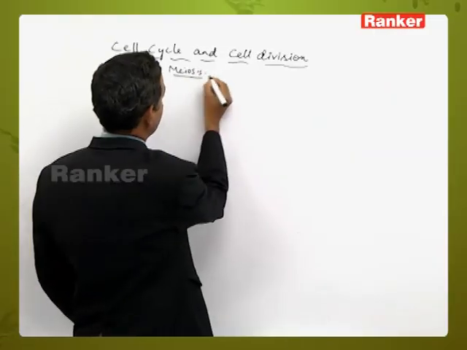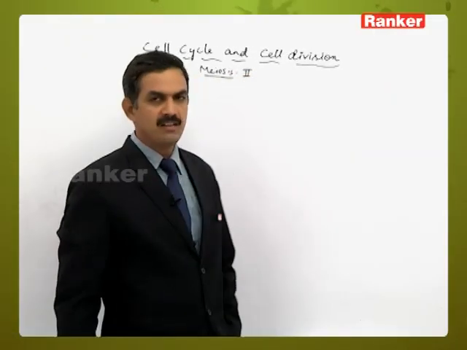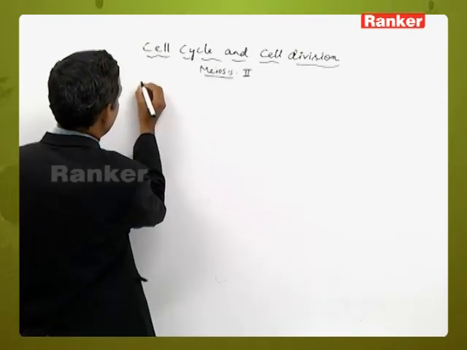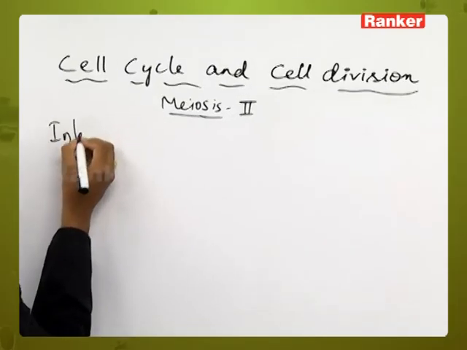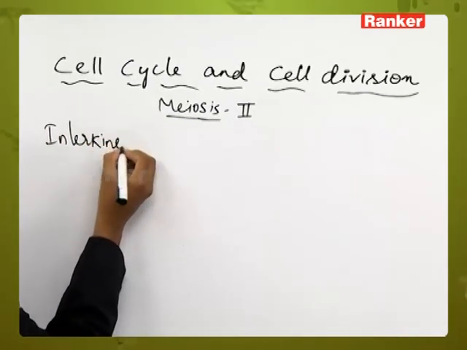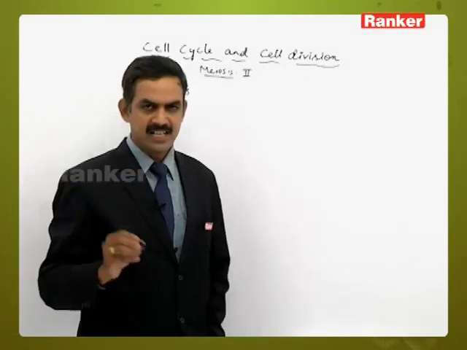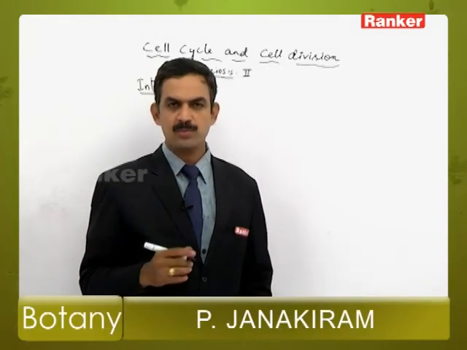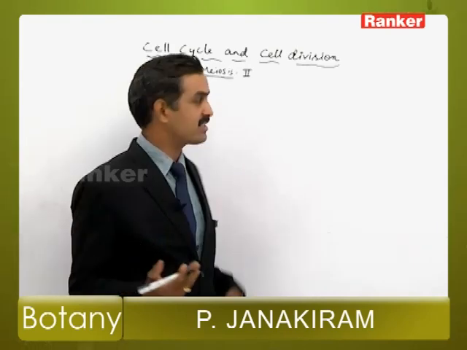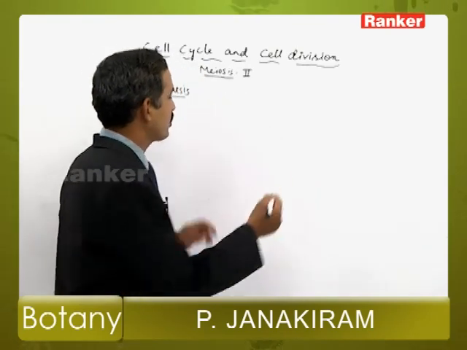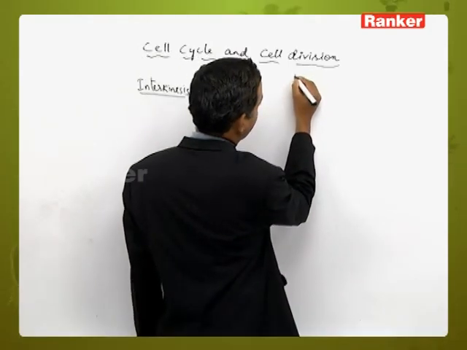So the next one is meiosis 2. After completion of meiosis 1, the cell will enter into a small gap period called interkinesis, which is considered to be a resting stage. There is no duplication of the DNA molecule, no change in the chromosomes, it just rests, and then once again enters into meiosis 2. Here in meiosis 2, as we discussed, 4 stages are there.